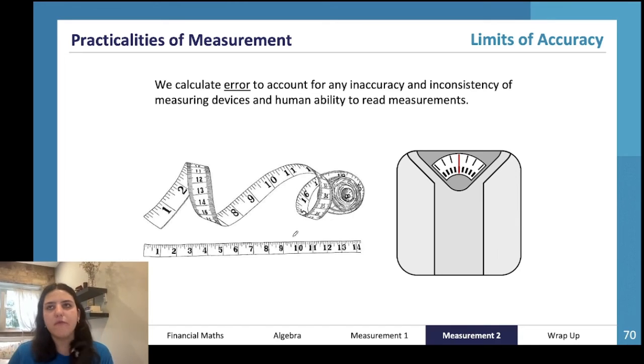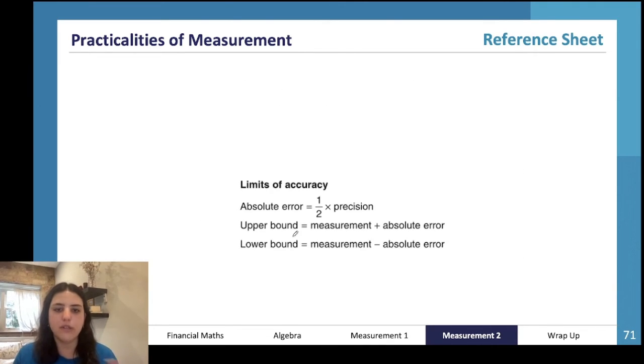Okay, so this is something that confuses a lot of students, something called limits of accuracy and absolute error. What we do in practicalities of measurement is provide for the fact that humans aren't infallible and neither are measuring devices. So scales, measuring tapes, the human eye, they're all inaccurate sometimes and inconsistent. So limits of accuracy basically tell us mathematically where the actual measurement is likely to exist, on what scale.